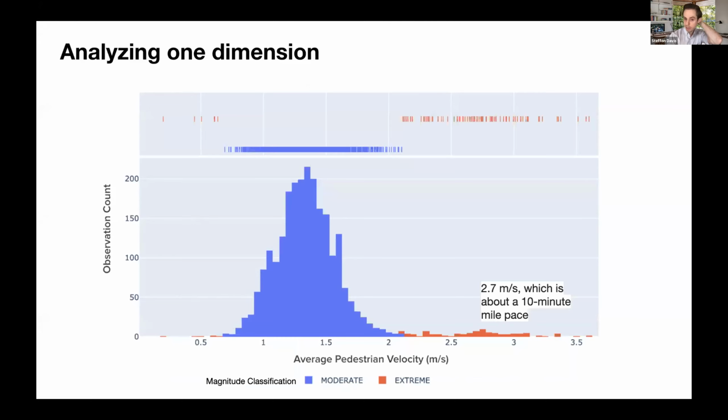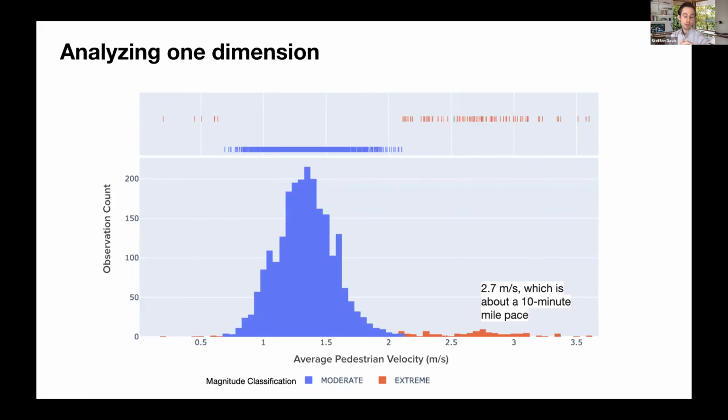This is the same 2,400 observations, also plotting average pedestrian velocity, but this time as a distribution. We've also added a classification to this data to reveal moderate and extreme values. So the blue moderate values is essentially reinforcing that clump of values that we saw in the previous plot, and it's showing the average crossing speed at kind of the height of that bell curve.